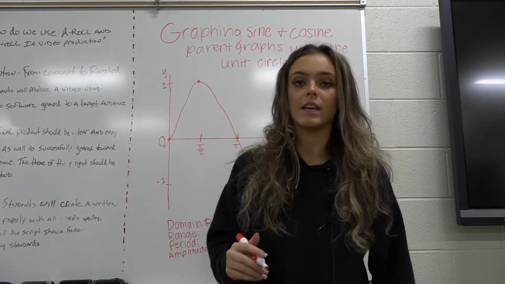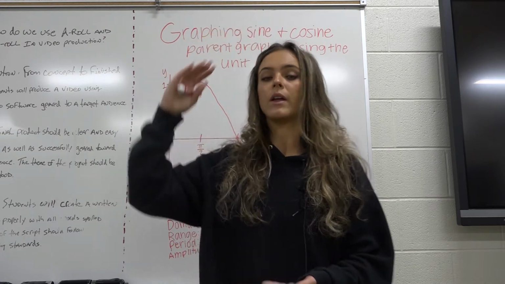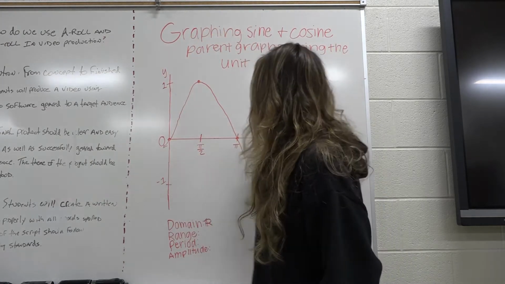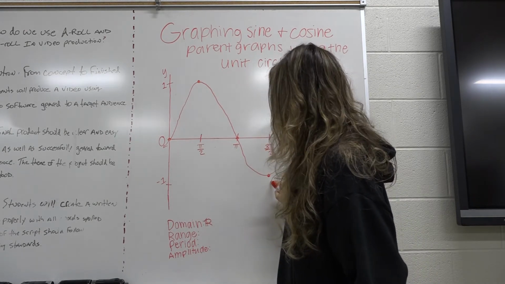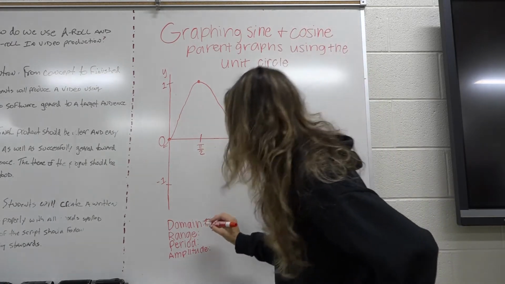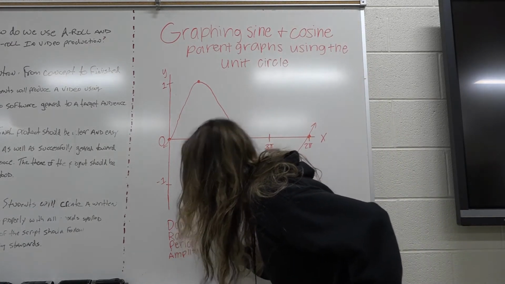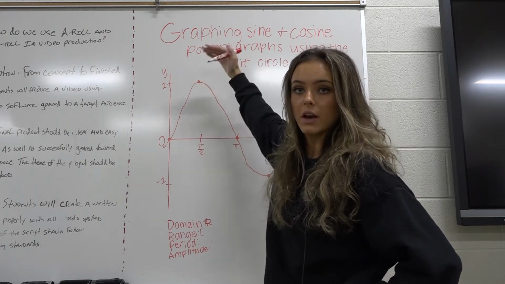Moving on to range. Range is the y-axis, so basically how far it goes up and how far it goes down. Since this graph is vertical, it only goes up to 1 and -1. So we will write the range as 1, -1. Make sure to put brackets because right here is closed. It does not go up any further.